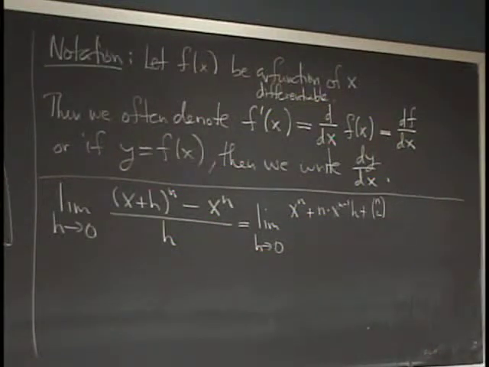Okay? If you don't remember what this choose symbol means, if you have n choose c, this is defined to be n factorial divided by n minus c factorial times c factorial. If you don't remember what factorial means, well, 0 factorial is 1, 1 factorial is 1, 2 factorial is 2 times 1, 3 factorial is 3 times 2 times 1, 4 factorial is 4 times 3 times 2 times 1, and I think you get the general pattern from this.